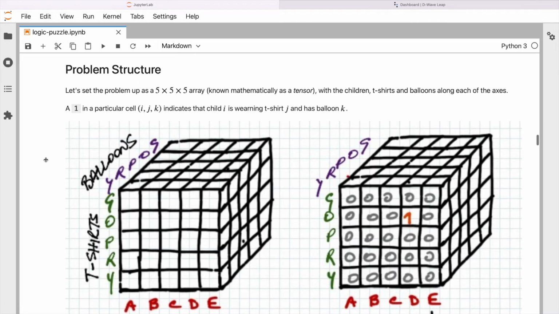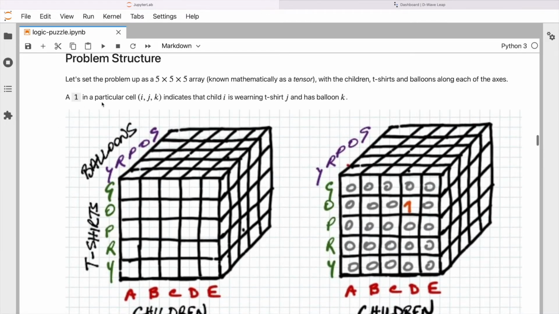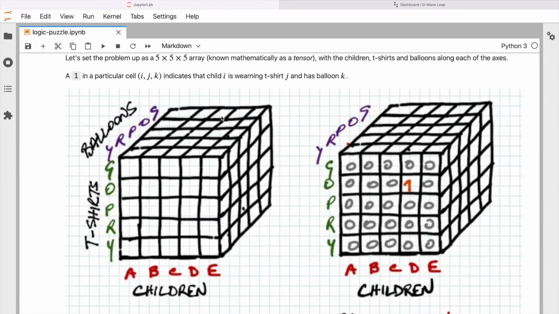And so here what we're going to say is that a 1 in a particular cell, ijk, indicates that child i is wearing t-shirt j and has balloon k. So if we look at my poorly drawn diagrams here, for example, this looks a little bit like a kind of 5-wide Rubik's Cube. But the idea here is that we're putting children along one axis. So child Adam, Beth, Carol, Dan, and Emma, A, B, C, D, E. And then we have our t-shirts along another axis, green, orange, pink, red, and yellow, and our balloons along a third axis, also green, orange, pink, red, yellow.